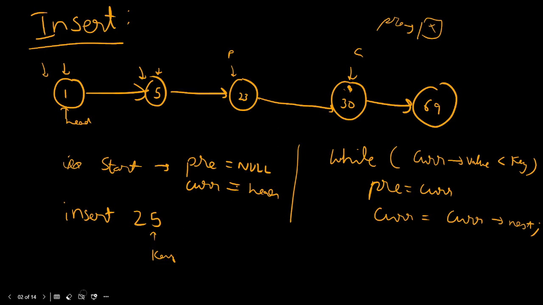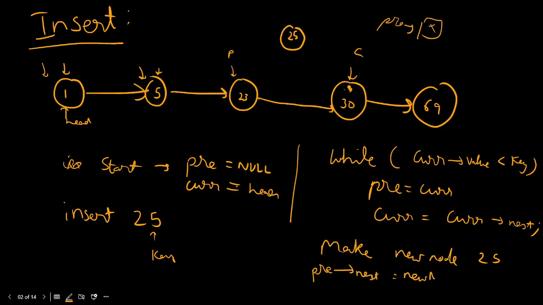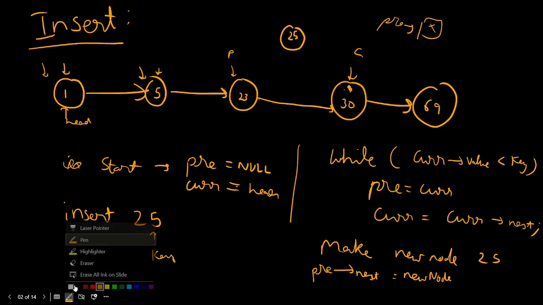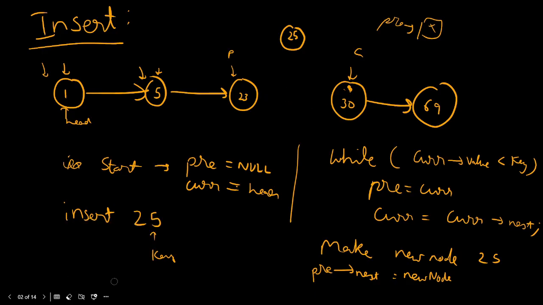Now, to insert 25, it's pretty easy. So now all I need to do is make a new node 25, and I have to do just a few changes. So okay, I made a new node 25. Now the change I need to do is update this link. This link should go to 25. So pre's next equal to new node, which pictorially is what I did with this statement. I updated the next pointer of pre to 25.